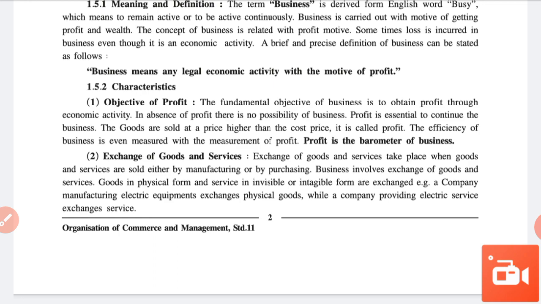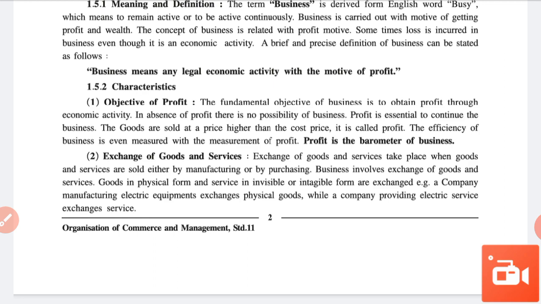Second characteristic: exchange of goods and service. When an exchange of goods and service takes place, the goods and service are sold either by manufacturing or by purchasing. Business involves exchange of goods and service. Goods are in physical form and service is invisible. Like if a company manufactures frames and wafers and then sells them, that is goods in physical form.